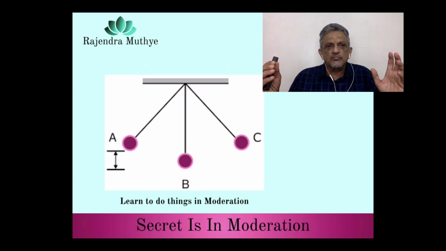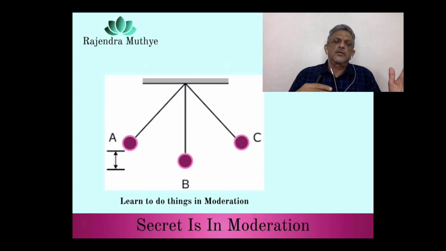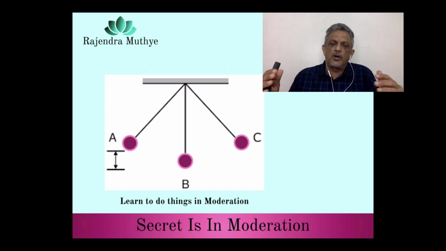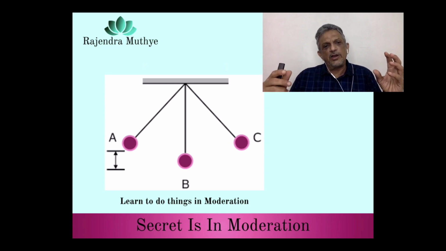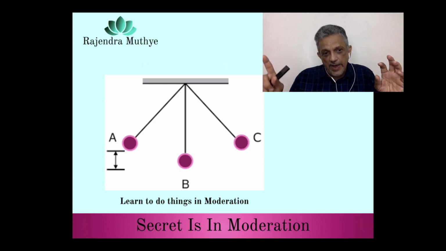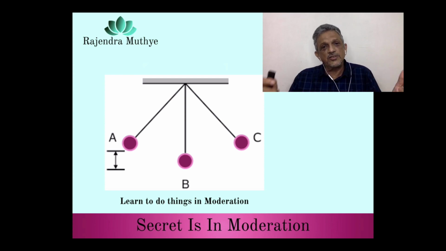A lot depends on how we treat life. The secret of life is in moderation. What do I mean by moderation? Let us take a pendulum. The pendulum swings from point A to point C and goes back to point A, again back to C, then back to A. How does this relate to our mind? Our mind is also like a pendulum.